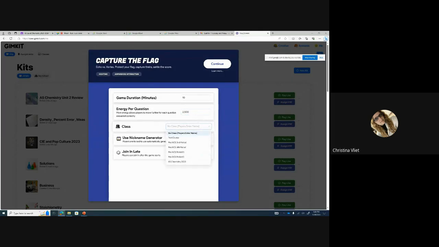Our class, we are AS Chemistry 2023. And joining late means that if you get kicked out or your internet's the worst, you can get back in. I'm about to put up the code now. The only thing I request is that you keep your language PG, like a Disney movie, and don't threaten each other. I know you're friends, but don't threaten each other.